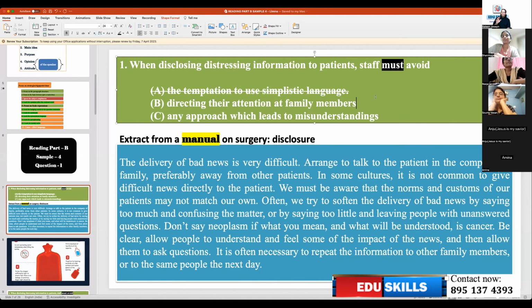Avoid the temptation to use simple language. You should use simple language. That is common knowledge, general knowledge. Second one, directing their attention at family. If they are looking at you, ask them to just look at your dad, mom. Don't look here.